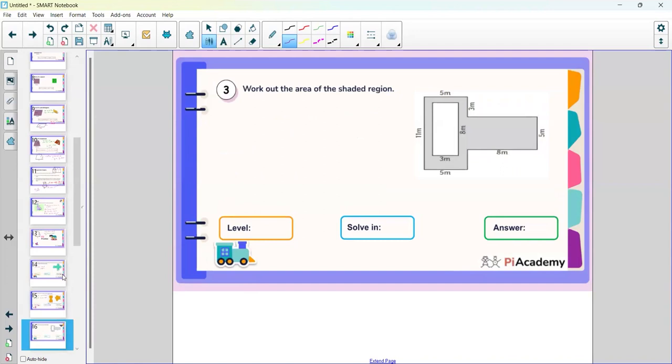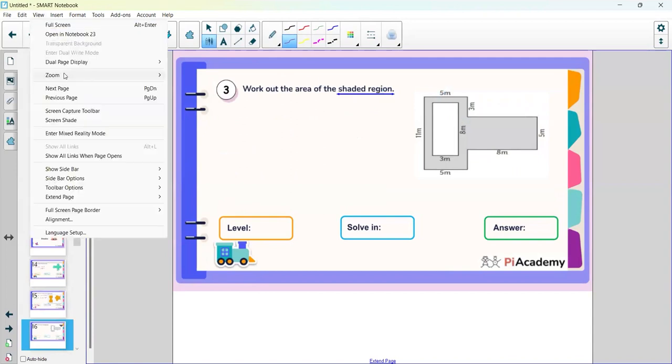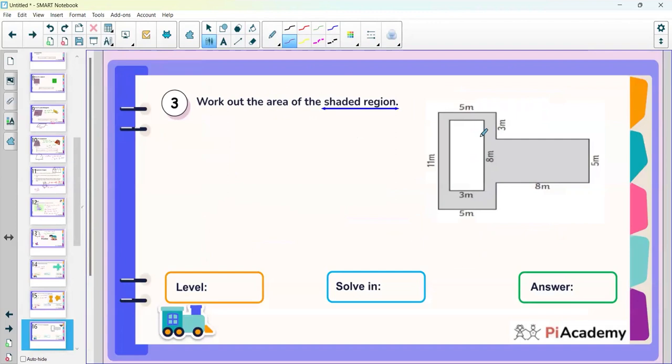Here we are asked to work out the area of the shaded region. Now, this shape, if you see closely, let me just increase the zoom. In this shape, you can see there is one rectangle followed by another rectangle. And then you are asked to work out the area of the shaded region. Can anyone help me with the approach of how we can solve this one? Yes, Shailesh, would you please explain to the class how we can figure out the area of the shaded region?